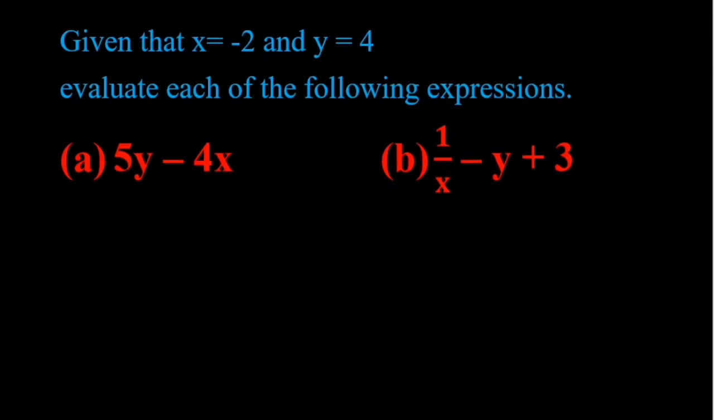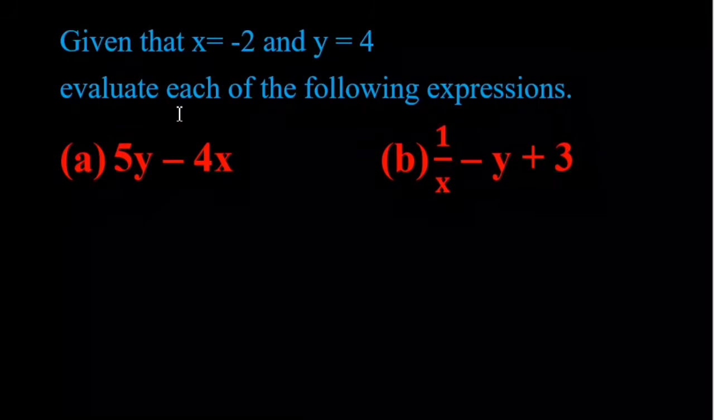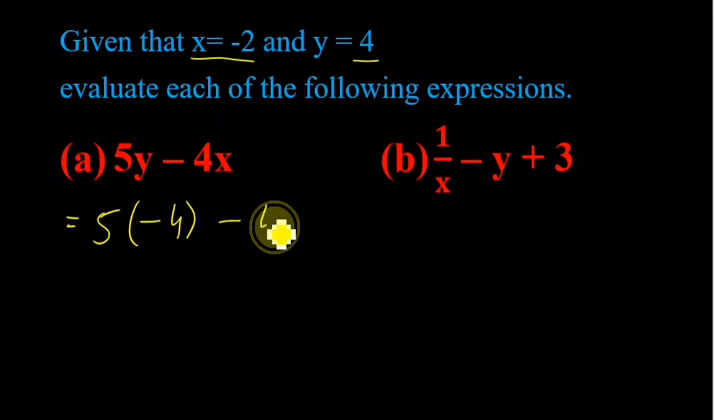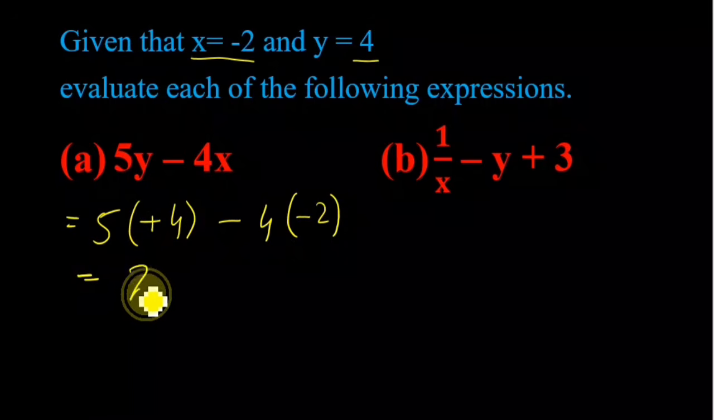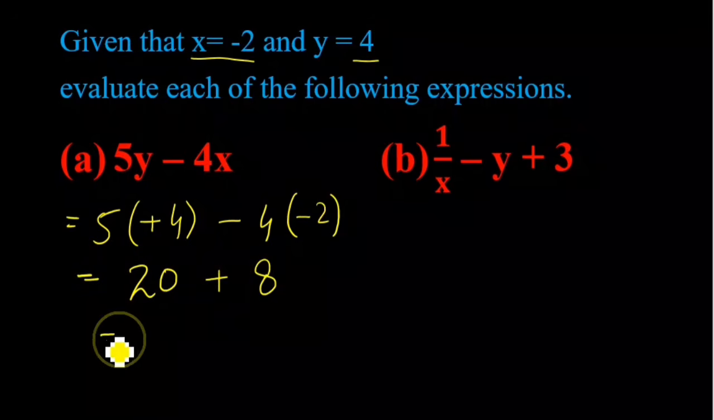Now start with practice now on the same page of the book, and the question is the same as we did in the worked example, but here the values of x and y are changed. The value of x is minus 2 and the value of y is 4. So we just replace these values in the expression. Instead of y we write 4, instead of x we write minus 2. Now simple multiplication: 5 fours are 20, and minus minus is plus, 4 twos are 8. 20 plus 8 is equal to 28 is your answer.